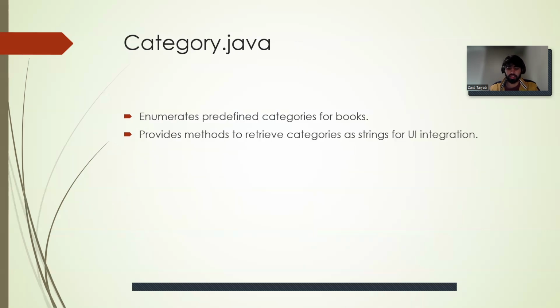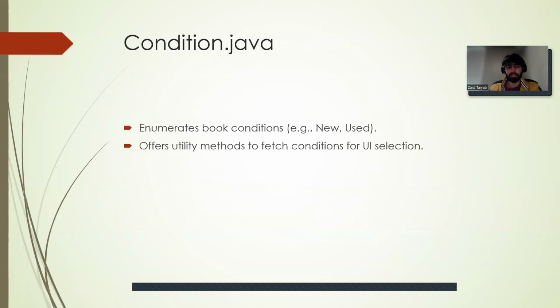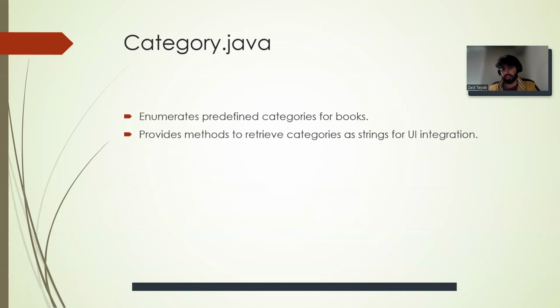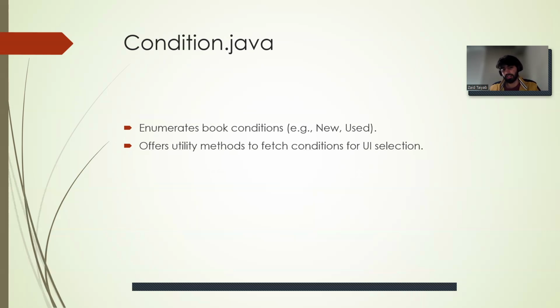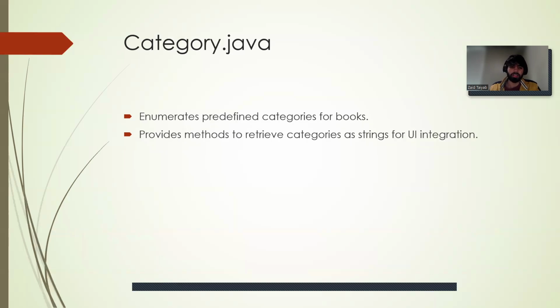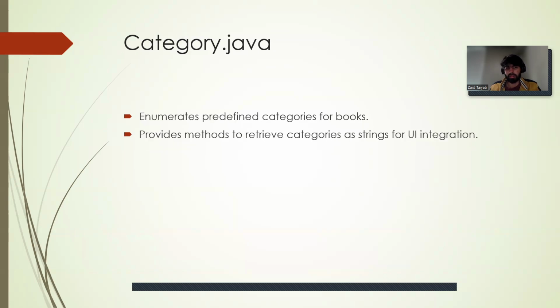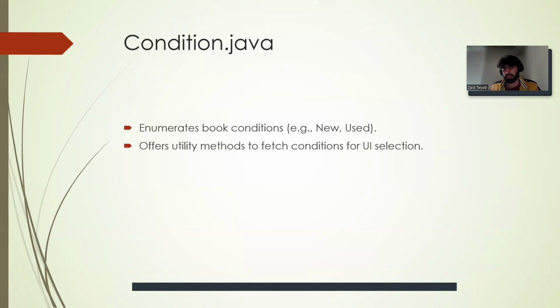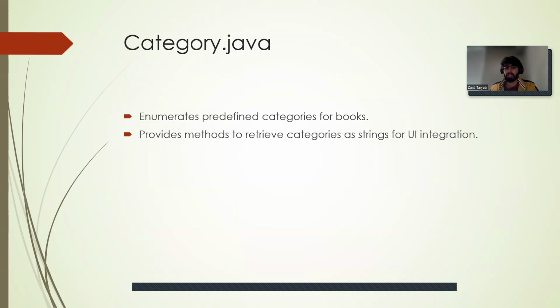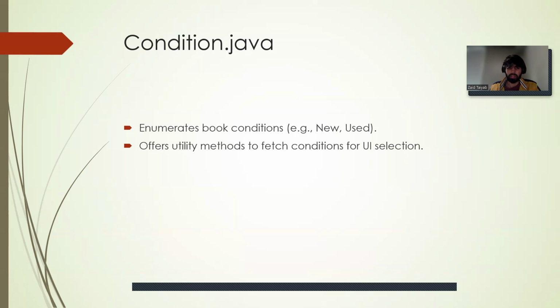And then we have category.java and condition.java. These two objects are very similar. Category iterates over different categories of the books, and condition iterates over different book conditions. Both functions are used to retrieve categories and conditions respectively. Category retrieves the category of the book as a string, and condition does the same thing but for condition.